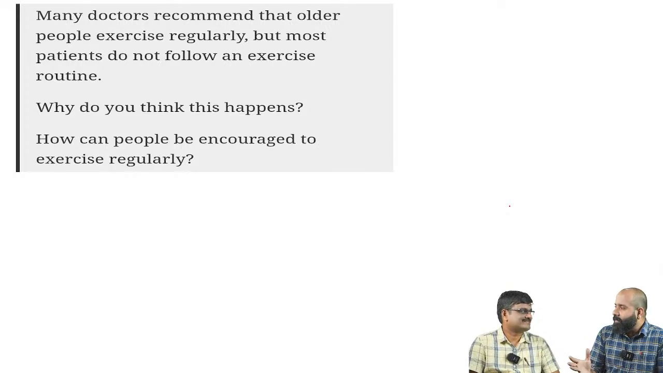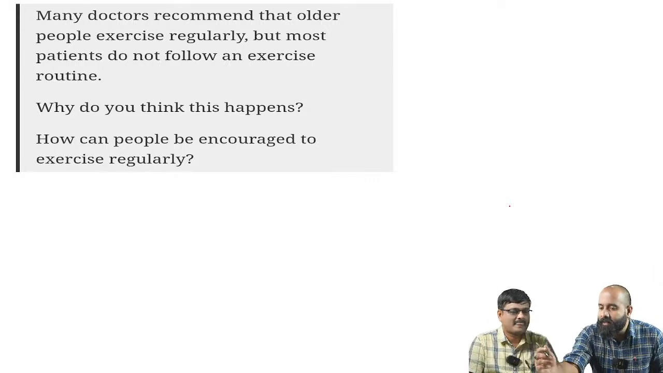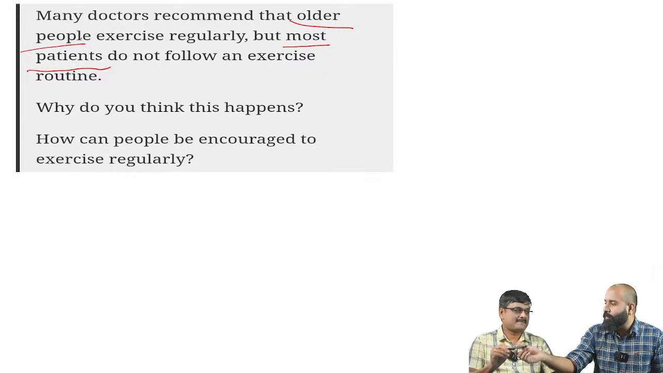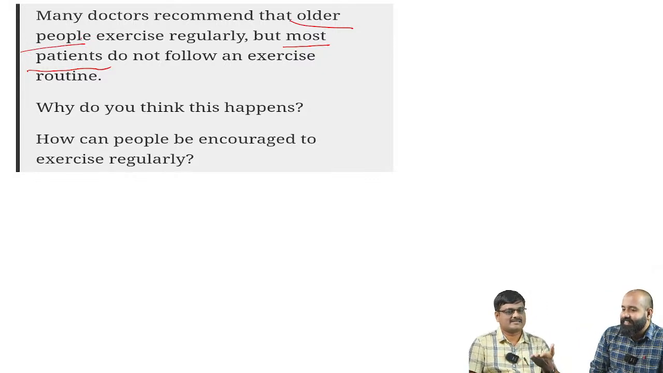Here, nowhere can you see the word cause or solution, but you need to understand it. The main statement is that many doctors recommend that older people exercise regularly, but most patients, now that is a very tricky statement, isn't it? Because it says most patients, but we need to understand that the patients mentioned here are actually the older people, no one else. Don't come up with only patients, because that makes it irrelevant. All right, and why do you think this happens?